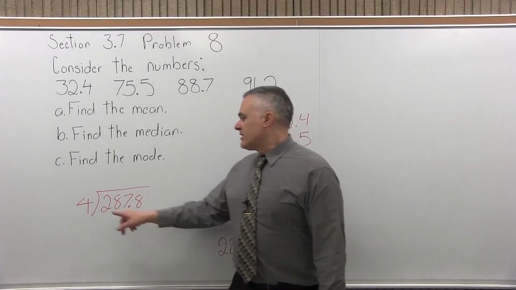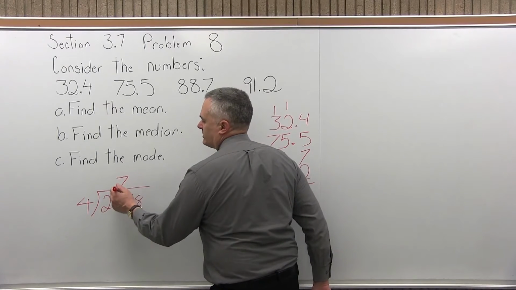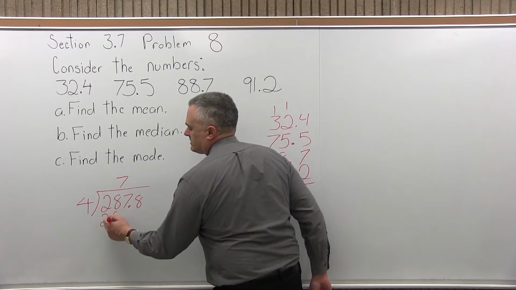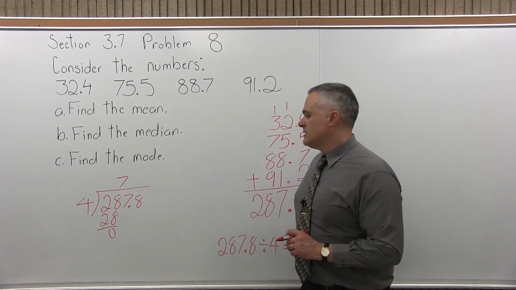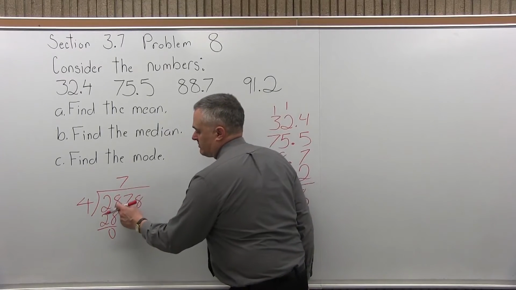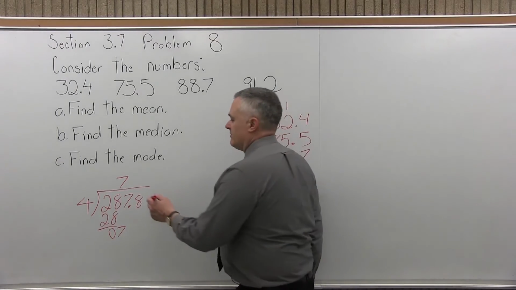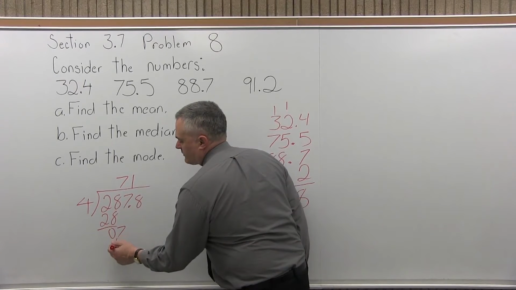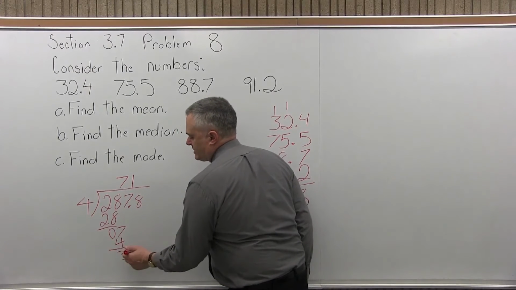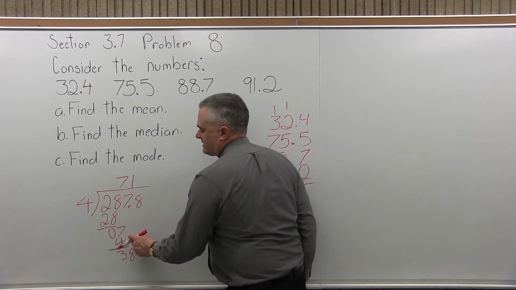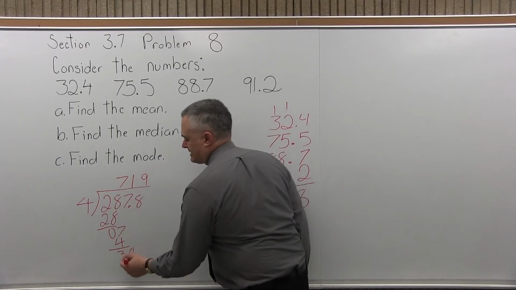So now, start dividing. 4 divides into 2, it won't fit. 4 divides into 28, that will go 7 times. 7 times 4 is 28. 28 minus 28 is 0. So it fits in good. Bring down the next digit, which is a 7. 4 divides into 7, well, 1 time. So 1 times 4 is 4. 7 minus 4 is 3. Bring down the next digit, which is an 8. 4 divides into 38. That would be 9. 4 times 9 is 36.